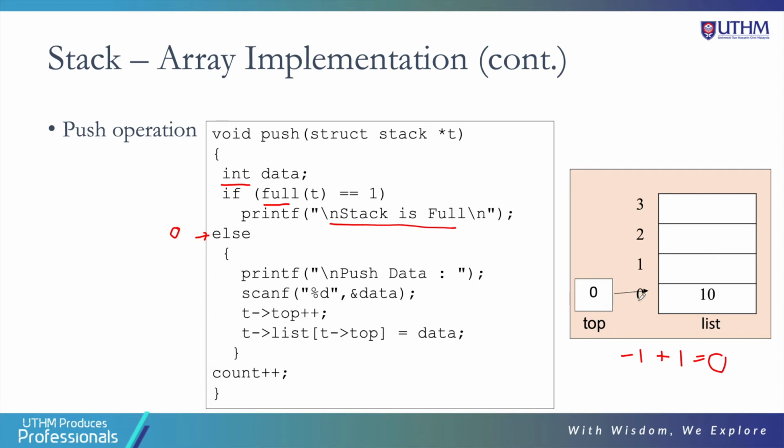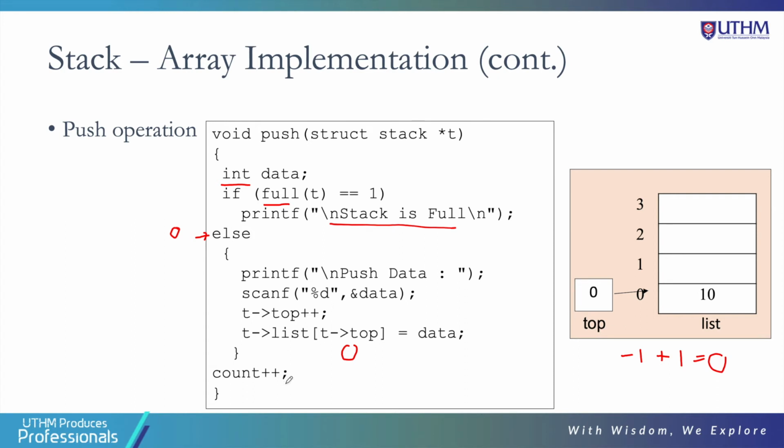After that, t list t top is 0, right? Because t top here has been plus plus, so top is pointing to 0. So t list index 0 here equals data. Let's say the user enters 10. So in index 0 there will be the value of 10.